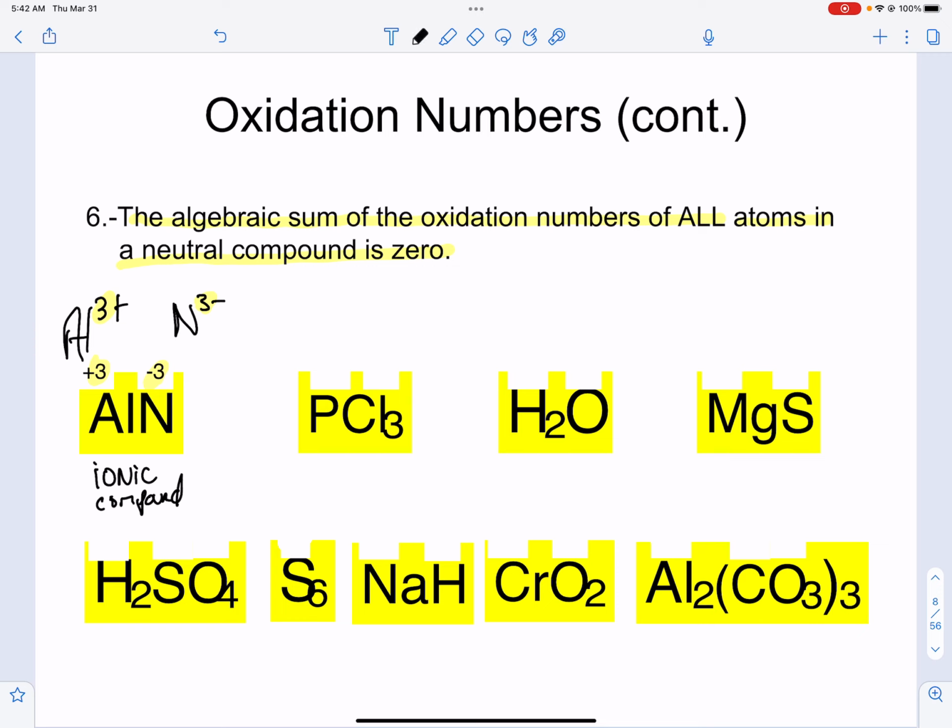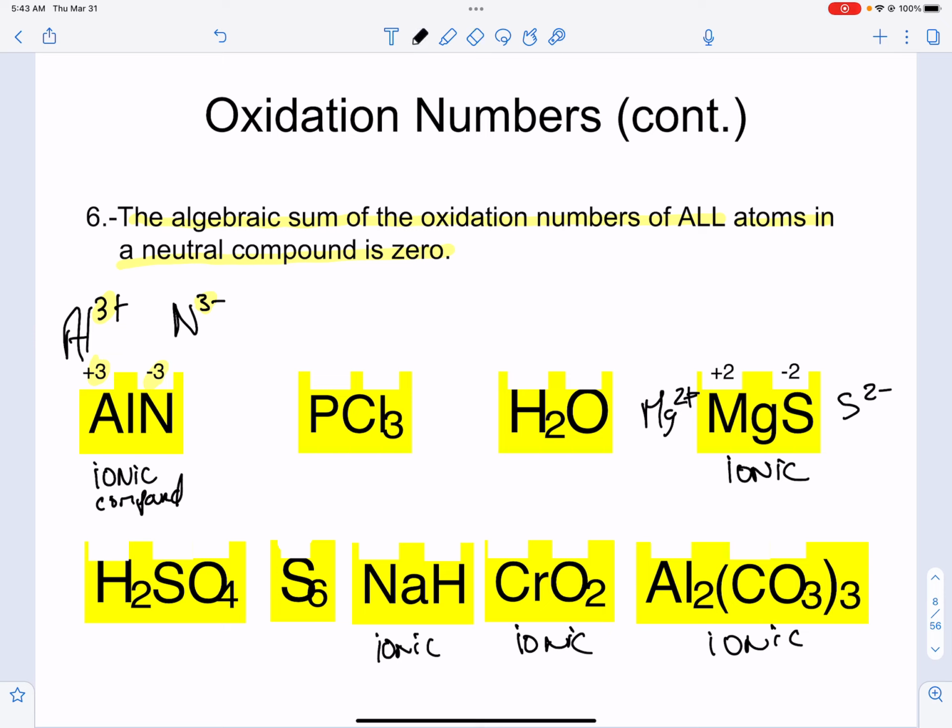So let's go through the list and identify the ionic compounds first. This one is ionic. This one is ionic, metal and non-metal, right? Ionic and ionic. So all we have to do is find out the ions that we're dealing with. So S2 minus, Mg2 plus, straight from the periodic table. Therefore, the sulfur has oxidation number minus 2. The magnesium has oxidation number plus 2.